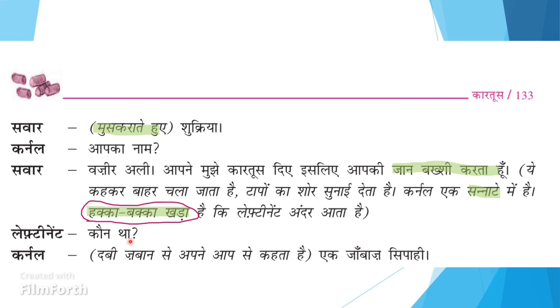Lieutenant, कौन था? Who was it? Colonel, दबी जबान से अपने आप से कहता है. With a muffled tongue, he speaks to himself. एक जांबाज सिपाही. A very brave soldier. Now children, in the beginning of the lesson, we had told that even the English people would not praise their enemy or a criminal in such a way. But when this colonel saw the bravery of Wazir Ali, he was also helpless. He could not stop calling him a very brave soldier because he got into the lion's den and showed off his bravery in such a nice way.